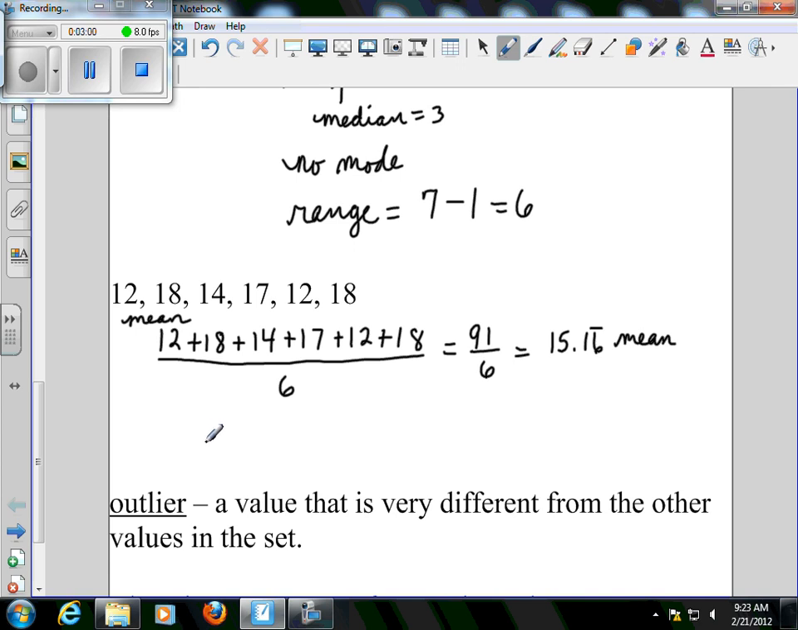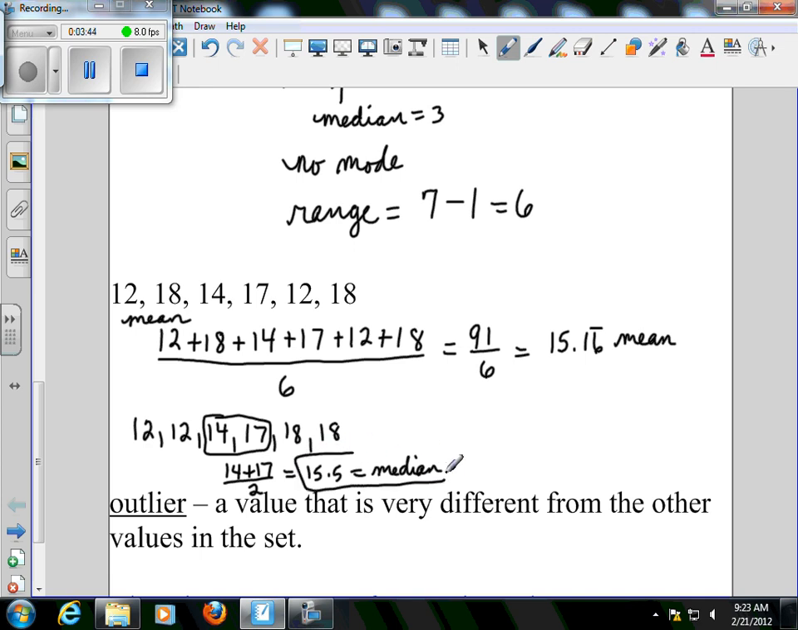The median we're going to find by putting our values in order. So we're going to have 12, 12, 14, 17, 18, and 18. And notice we have an even number of values. So we want to take our two middle values. There is no one middle value, there are two, and we are going to find the mean of those numbers. So we're going to add 14 plus 17 together and divide by 2, and when we do that we end up with 15.5 is our median.